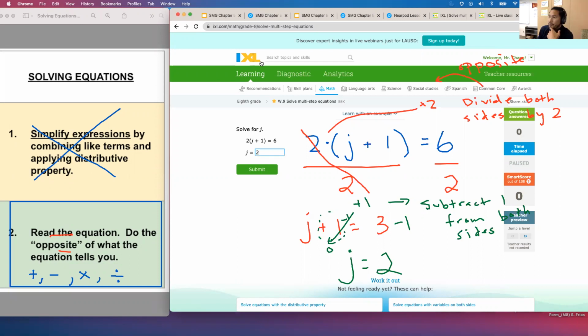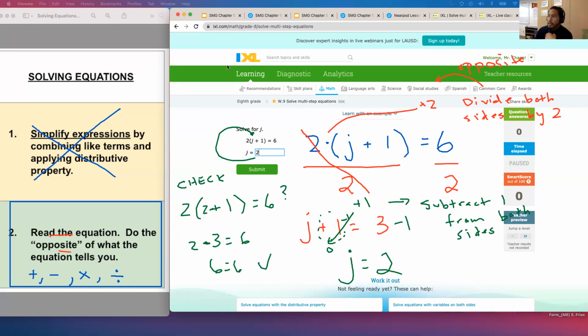One way to know whether or not your answer is right before you hit the submit button is to substitute this 2 for j, replace the j with 2 and see if it works. So 2 times 2 plus 1, which is 3. Does that equal 6? This is my check. So this is 2 times 3, and that equals 6. 6 equals 6. That works. I know my answer is right.